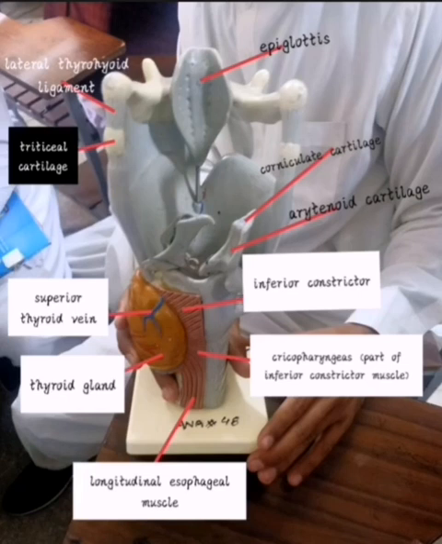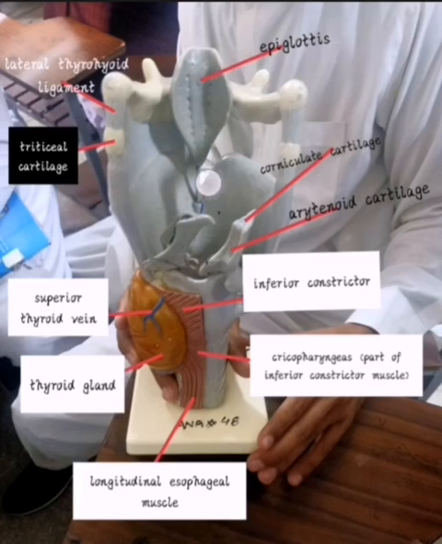Now we are left with some muscles. So these muscles are the inferior constrictor. Then the muscle moving down is the longitudinal esophageal muscle, and the horizontal muscles are the cricopharyngeus part of the inferior constrictor muscle.